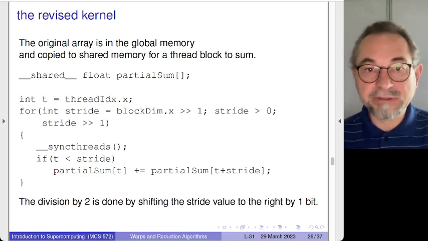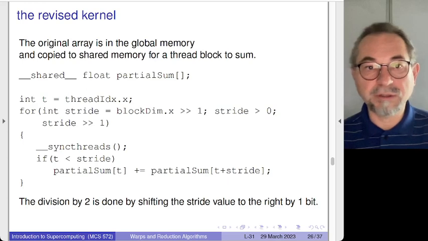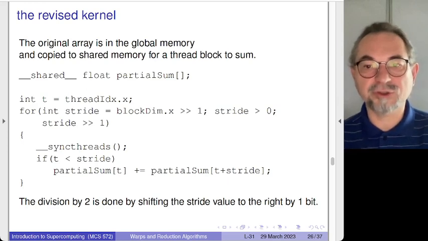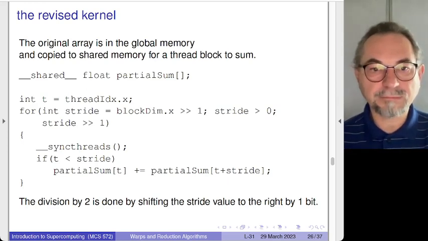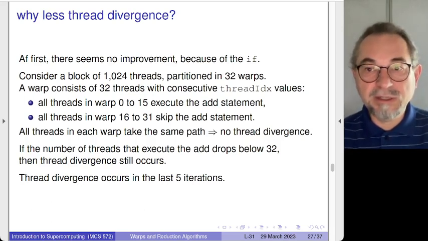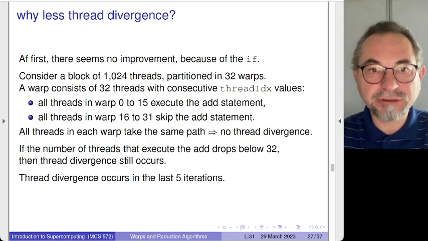So there is also this zero latency again. There is again the loading of the array into shared memory. That's an extra instruction that is not shown here. Okay, so here you see the reasoning for why we have less thread divergence.